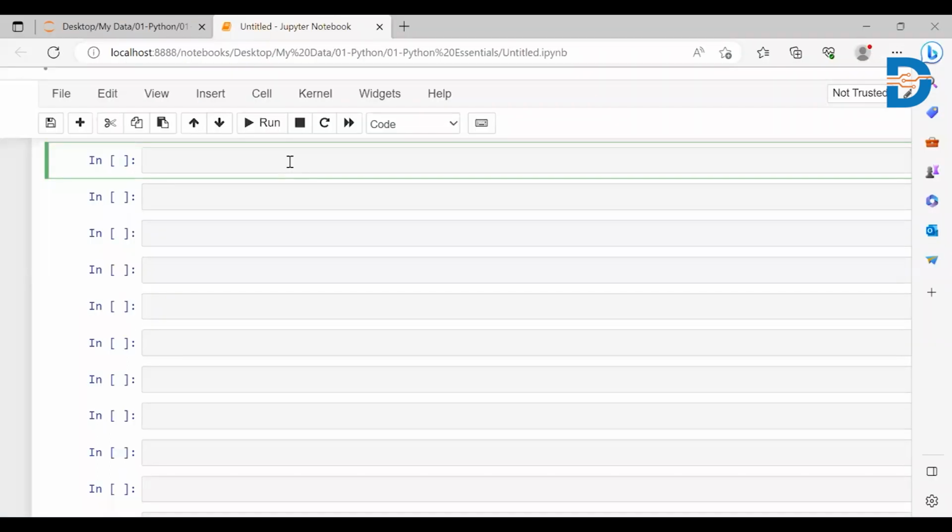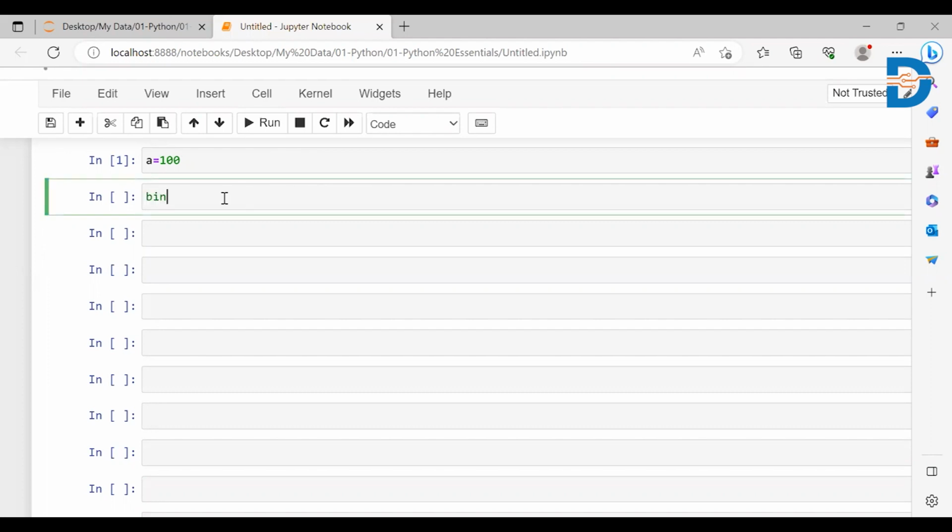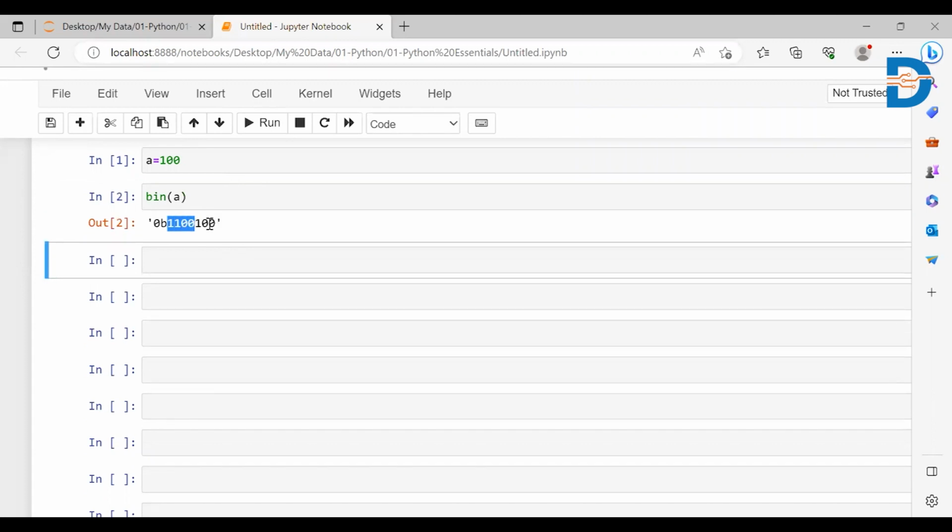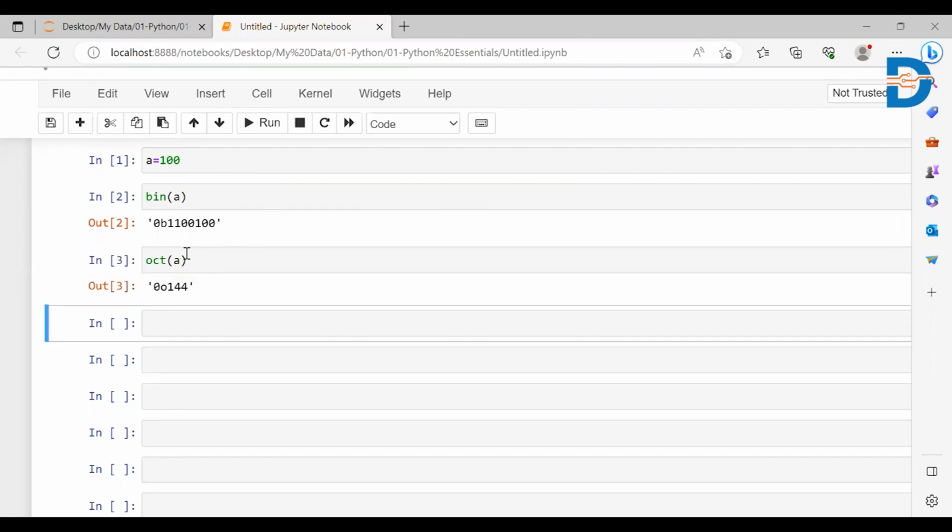Let's assume that I have a equals 100. This is my number. If I want to represent 100 as a binary number, simply do bin of a. bin is a function to convert a number into a binary number. If I execute this, then see, it is the binary number of 100. If I want to convert this number into an octal number, then oct is the function. oct of a will convert the number into octal.